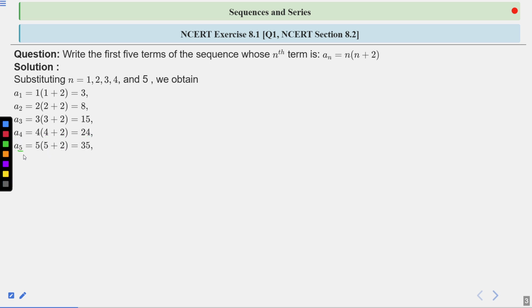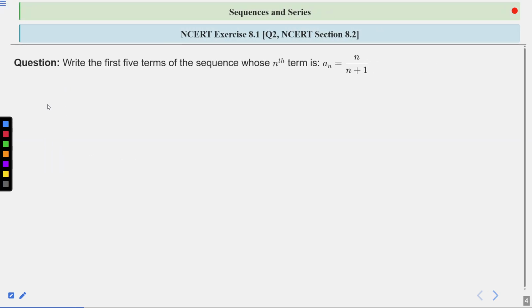And the fifth position term is 5 times (5 plus 2), meaning 5 times 7, 35. So the fifth term is 35. So the required first 5 terms are 3, 8, 15, 24, 35. Simple question. I hope the explanation is clear. Moving to next.